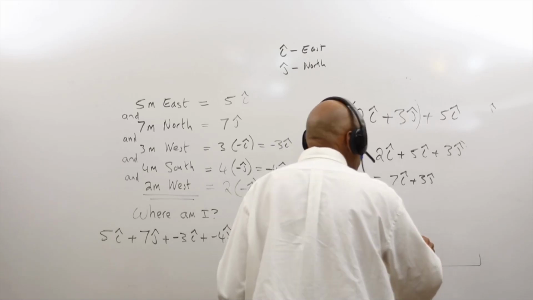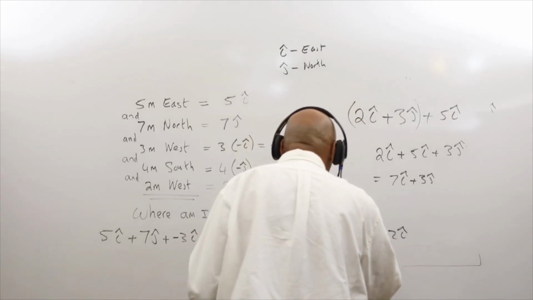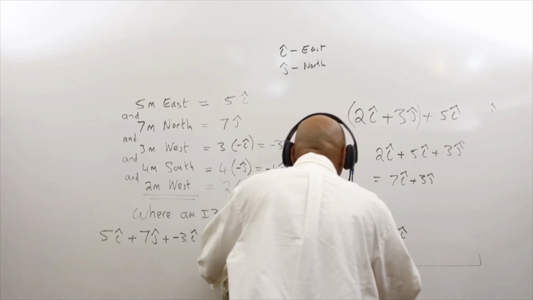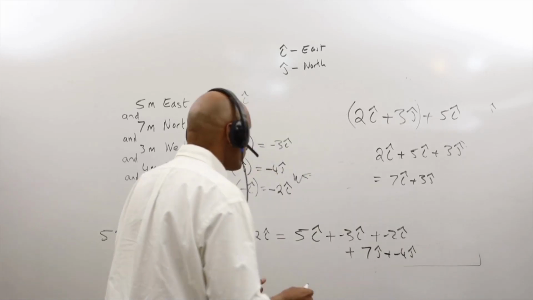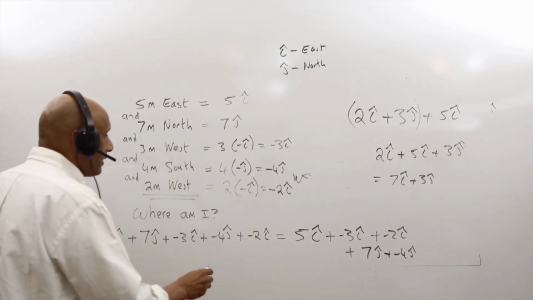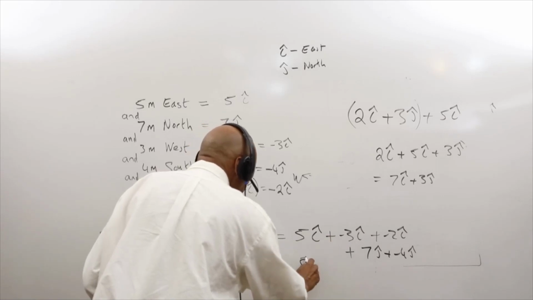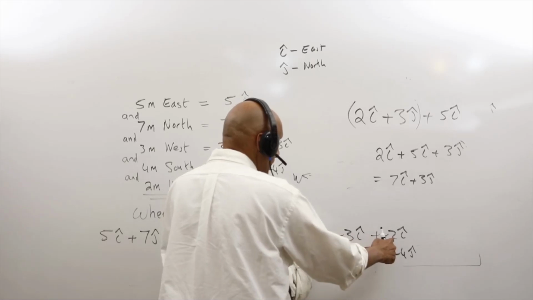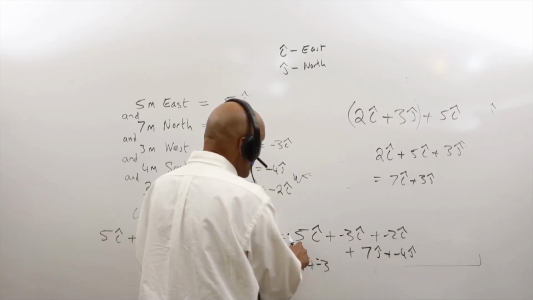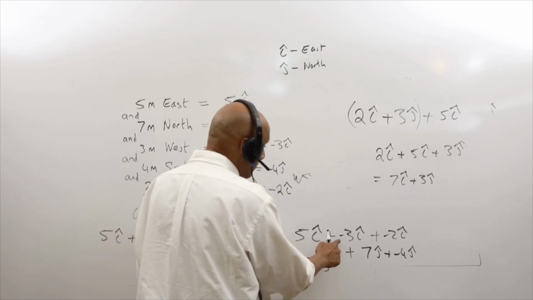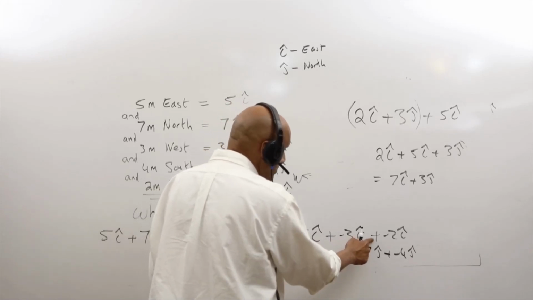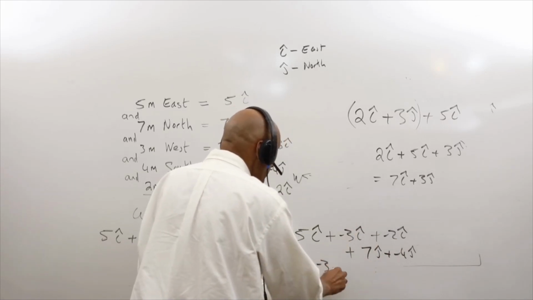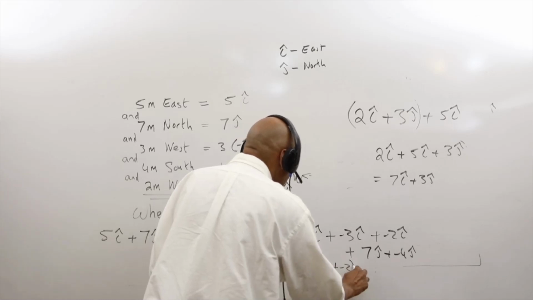Actually, I think I have enough space. Hopefully you can see everything. So I'll put 7j, and then plus negative 4j. And this i is going to be 5 plus negative 3. I can do that because if I say I traveled 5 meters east, and I've traveled negative 3 meters east and negative 2 meters east, I can collapse that into a simple value: 5 plus negative 3 plus negative 2i.